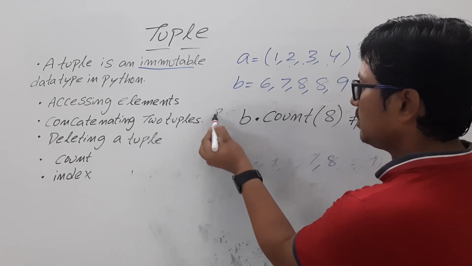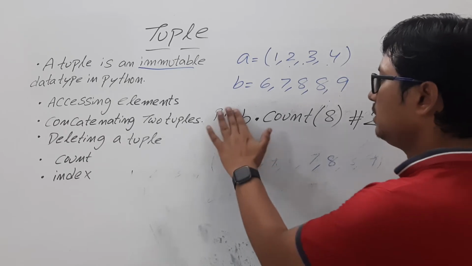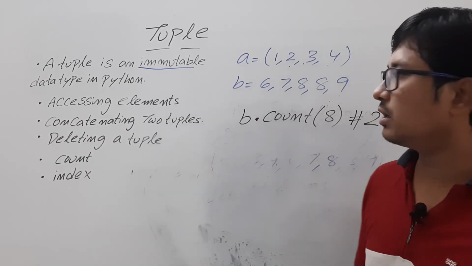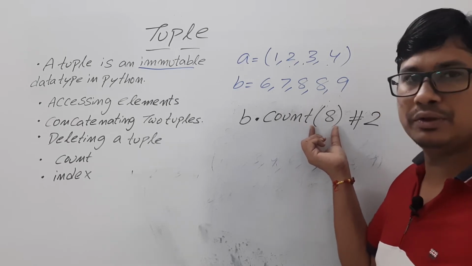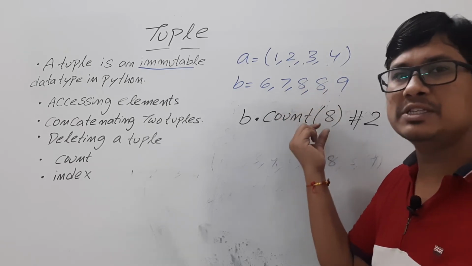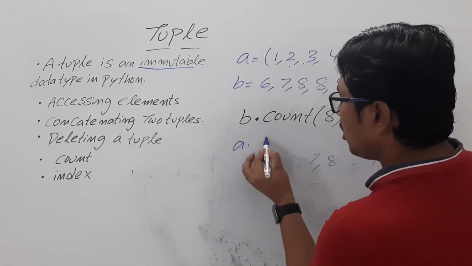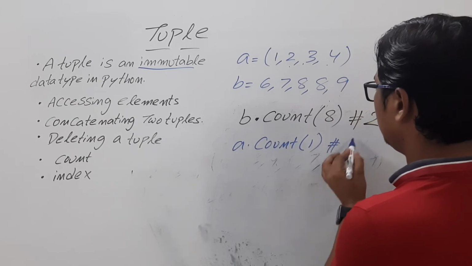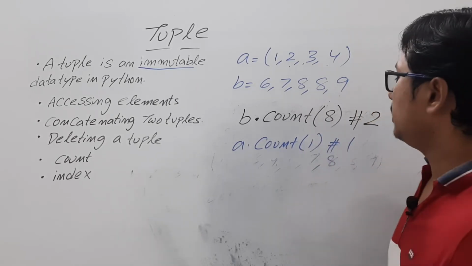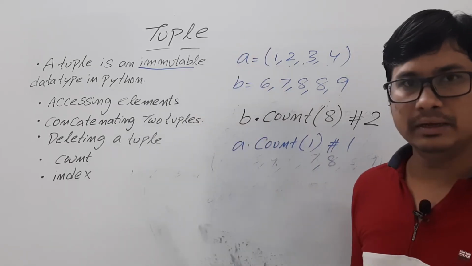Are you able to understand? If you write within the print, then this value will come as 2. Are you able to understand it or not? So the count method will be useful for you to count how many times a particular element has occurred. Suppose you want to count how many times 1 has occurred, then it will give you 1 as an output, because the element 1 has come only once in the tuple variable called a.